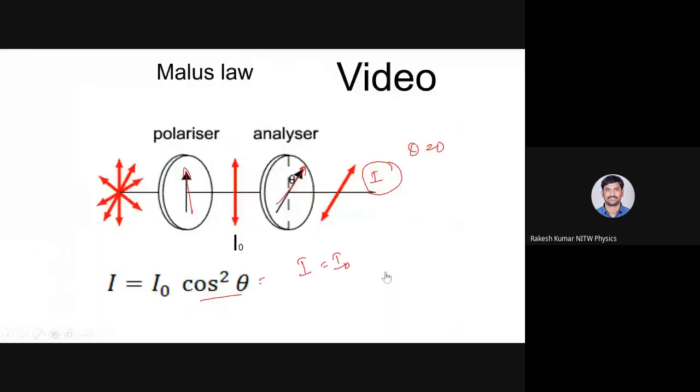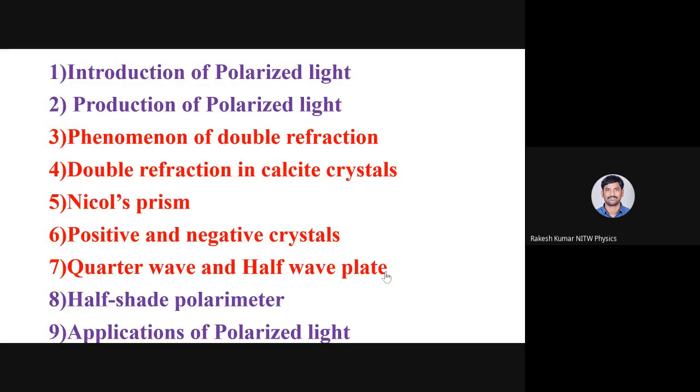In the last class we discussed what is meant by polarization, what the different applications of polarized light are, and how to produce polarized light by absorption, reflection, refraction, and scattering. Today we are going to see the phenomenon of double refraction, and how we get it in a calcite crystal.